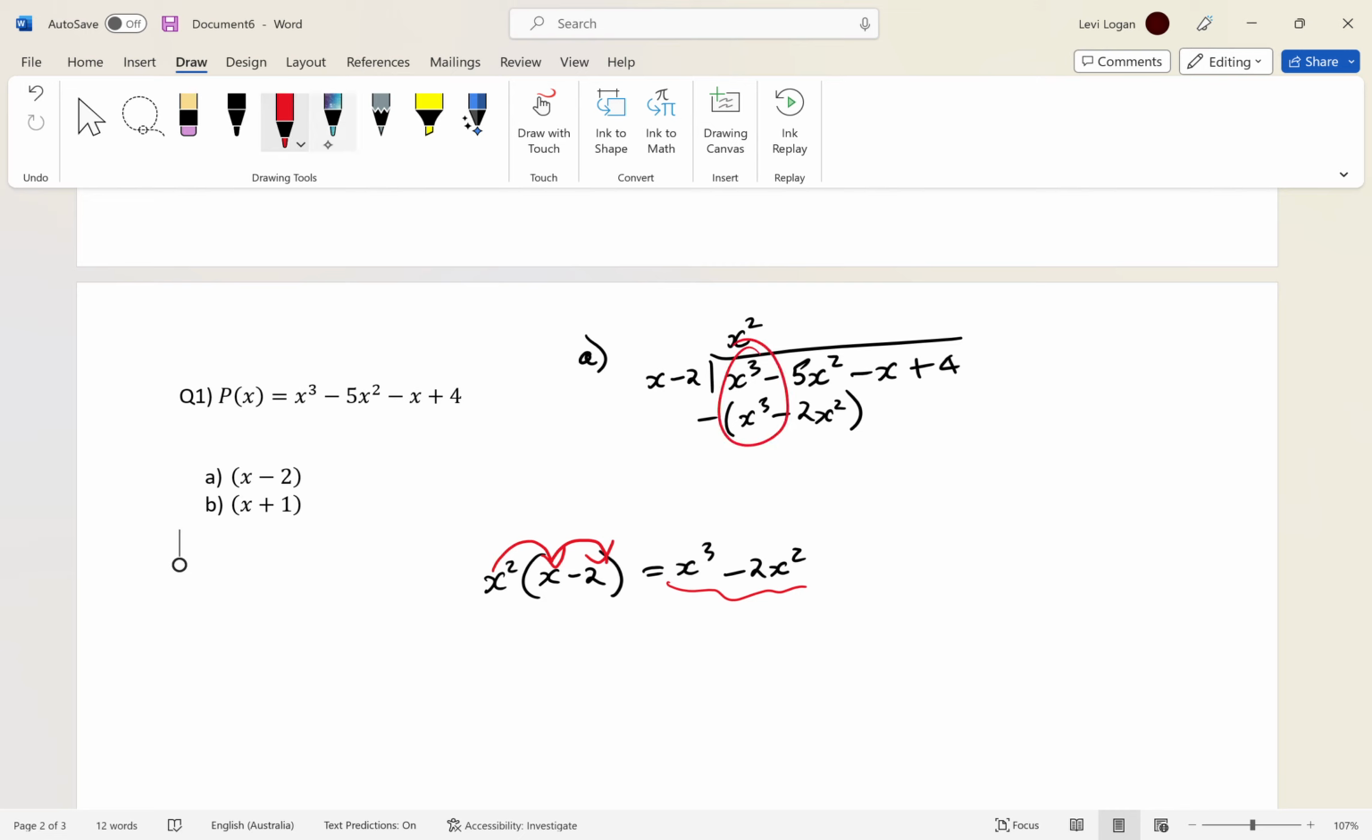x cubed minus x cubed is just going to be 0. This negative is going to act on here, so it's going to be a plus 2, right? So therefore, negative 5x squared plus 2x squared is going to be negative 3x squared, right? And then you're going to bring this whole thing down here, so it's going to have a negative x plus 4. Right, that was a lot of steps.